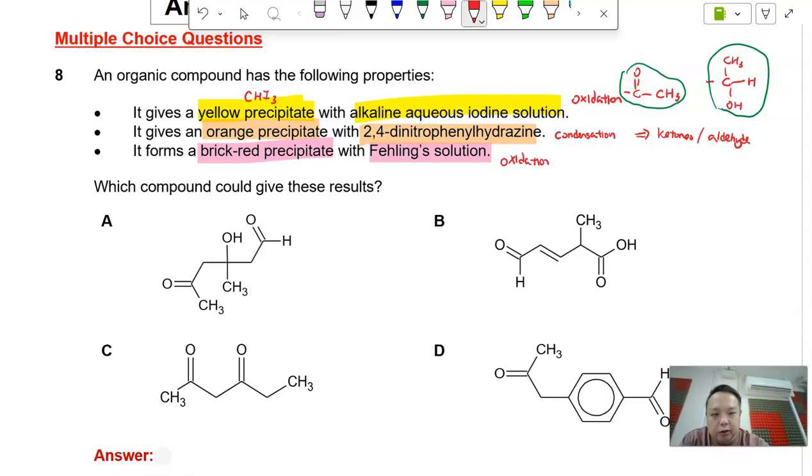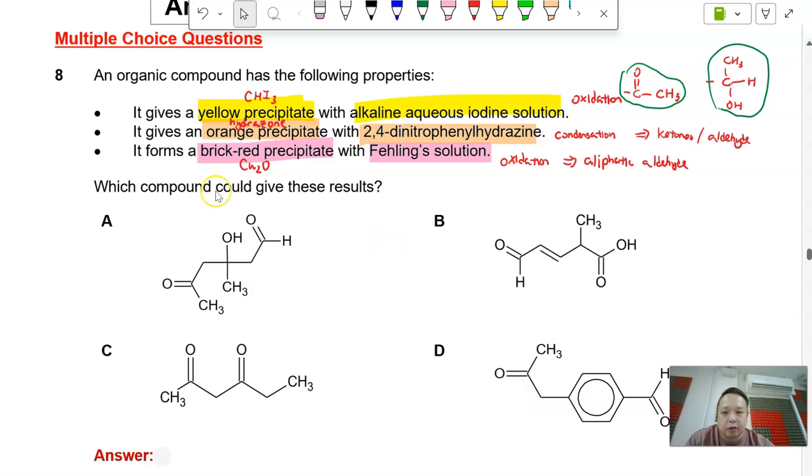What does it test for? It tests for your aliphatic aldehyde. Again, all of the observations here: this is your copper(I) oxide, and the orange PPT is your hydrazone. Right, so these are all the positive test results.